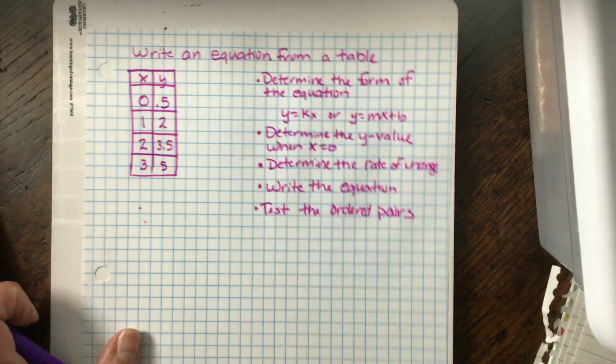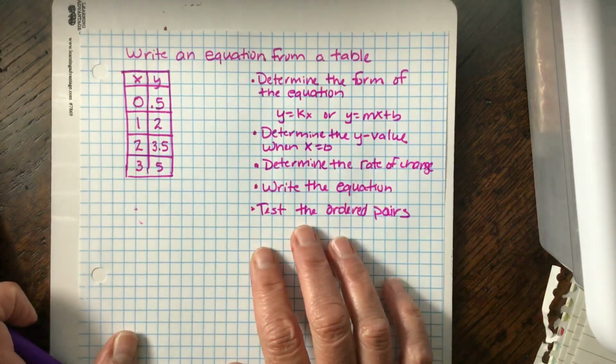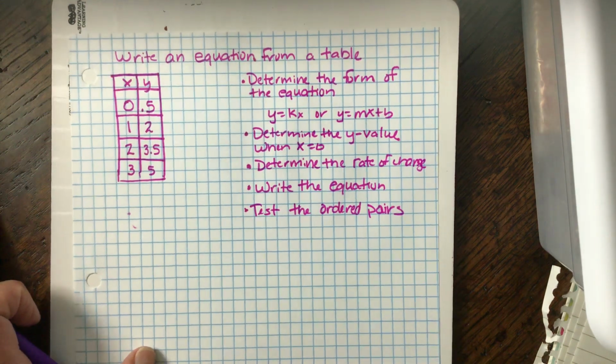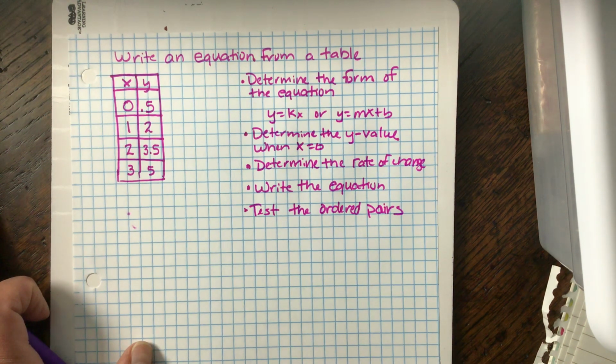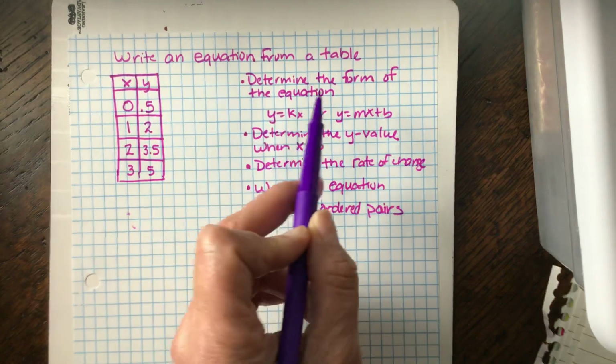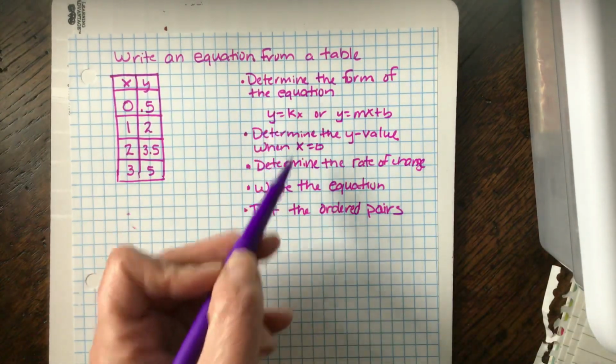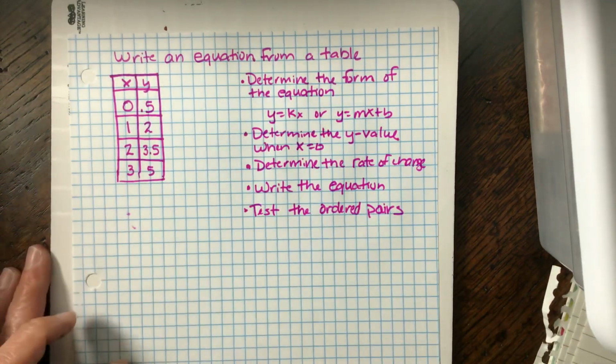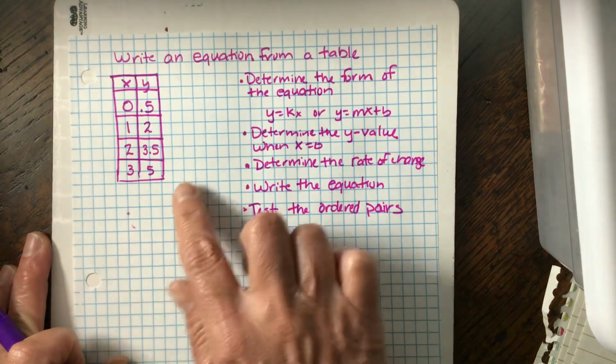Okay, so here are the strategies that we're going to follow, the same as they were yesterday. We're going to determine the form of the equation, determine the y value when x is 0, find the rate of change, write the equation, and then test the ordered pairs. Keep in mind that based on the information we're given, we may not follow these in this order, and that's okay. Let's go ahead and get started.